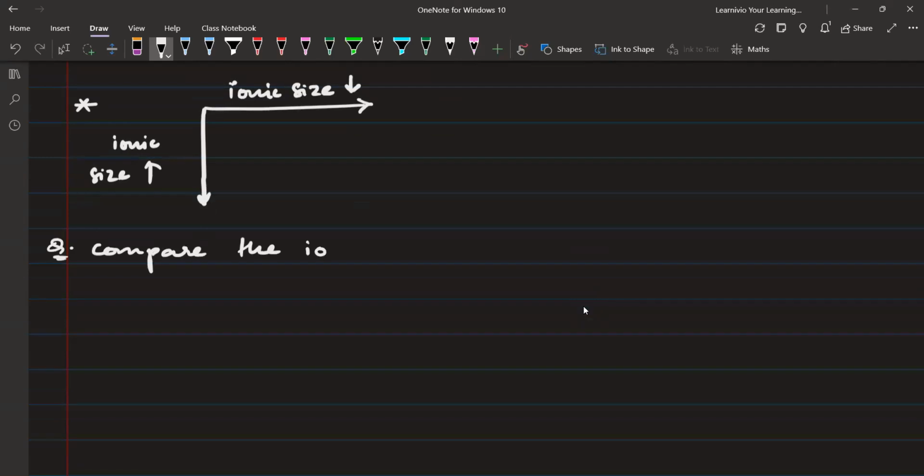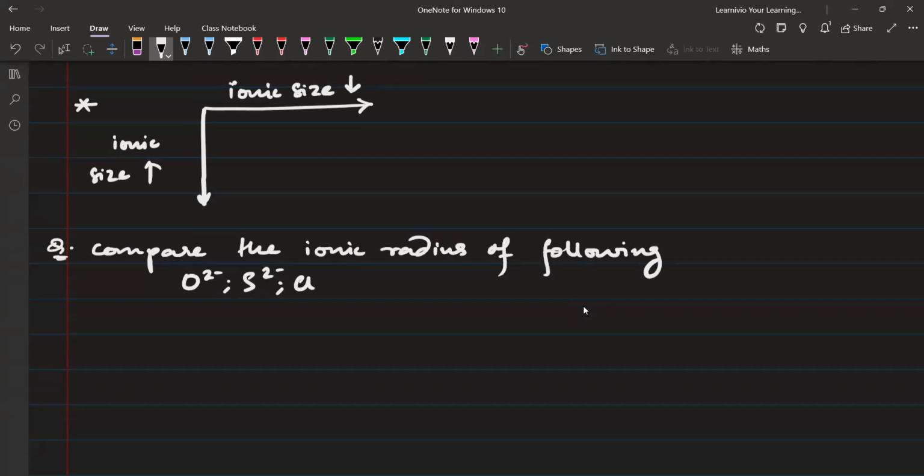Compare the ionic radius of the following. For example, you have oxygen 2 negative, sulfur 2 negative, fluorine negative.